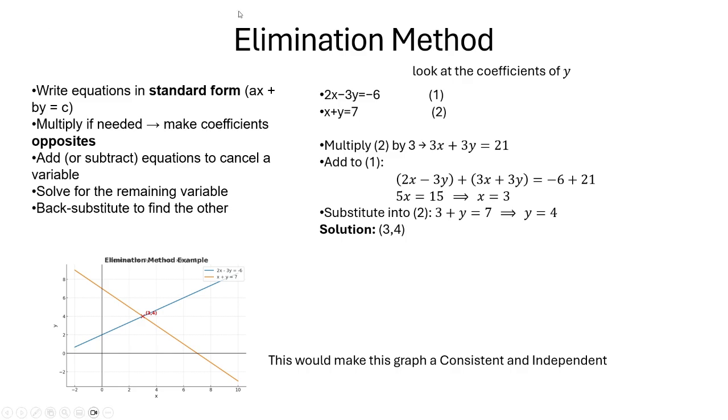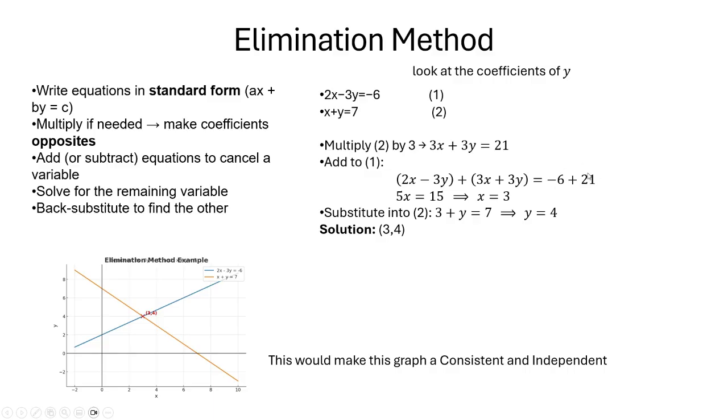So this is what we're going to do. We have 1 and 2 here: 2x minus 3y equals negative 6, and x plus y equals 7. We're going to have to multiply 2 by 3 because we have to find the coefficient of y. And so this will rewrite as 3x plus 3y equals 21. And now we have to add 1 into everything. So we do 2x minus 3y plus 3x plus 3y equals negative 6 plus 21.